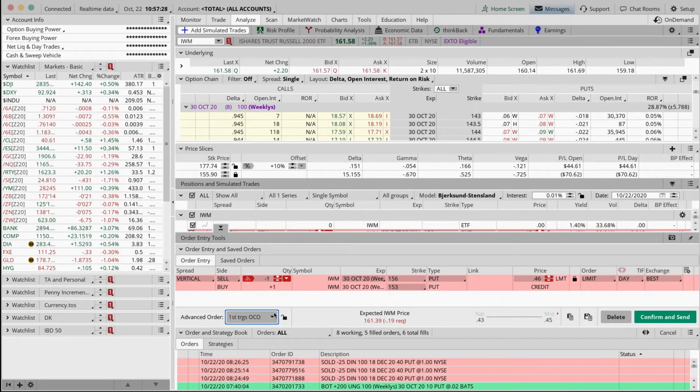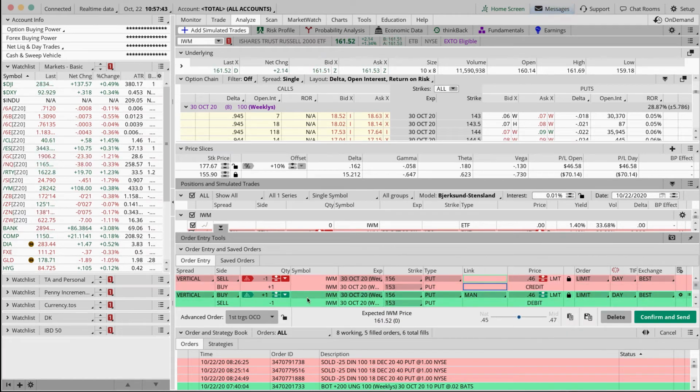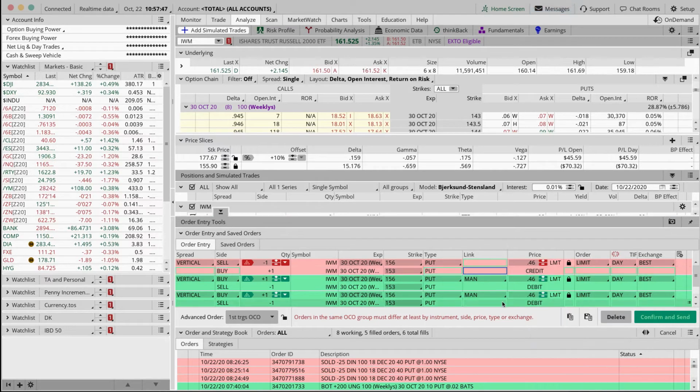And then these two orders that I'm going to have waiting after the entry are going to be the opposite of the entry to close the position if something happens. So I can right click anywhere on the entry order and create an opposite order, and that'll create one closing order. Well, I need two closing orders, so I'm going to do that again. And now I have two closing orders, both of which will be waiting, time in force good till canceled.